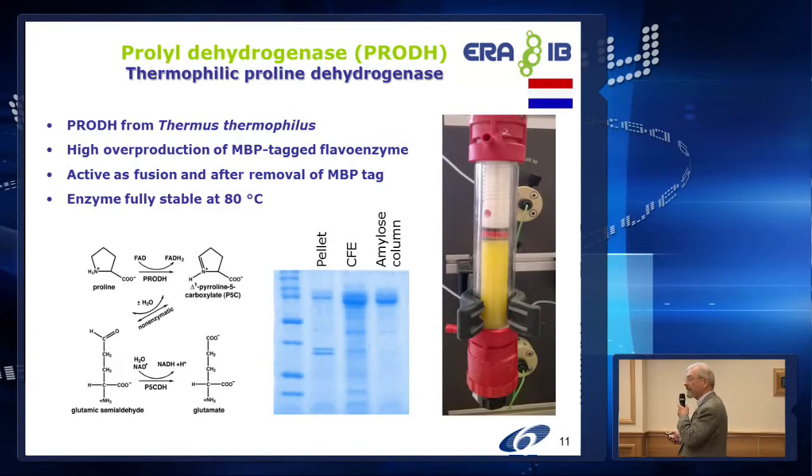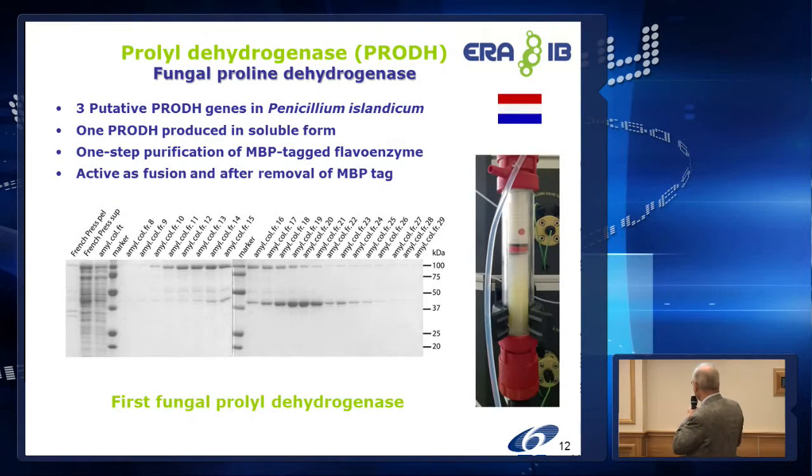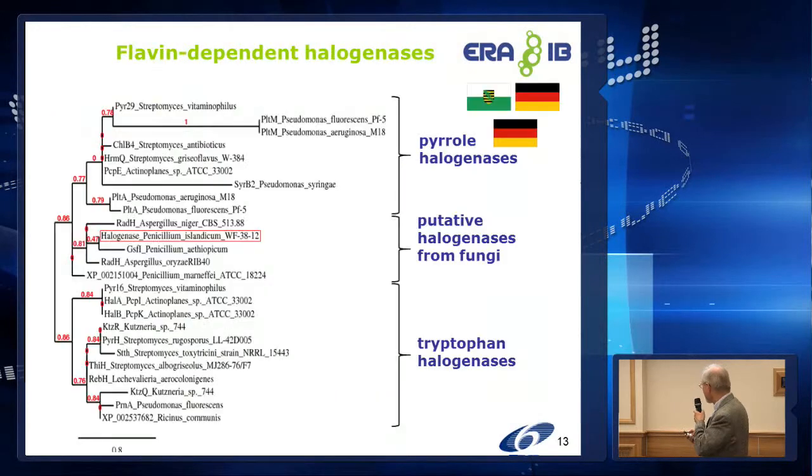And here you have an example of such a dehydrogenase. It's a flavin-containing enzyme, so it's yellow. This is a thermophilic one, which was used just to establish the procedure. And here we have one from the cyclochlorotine producer. It's one of 3 putative enzymes, and one was purified and it's active. So now we can use these enzymes to work on.